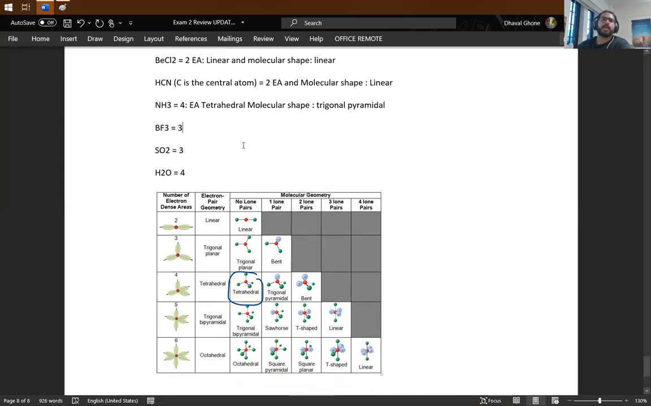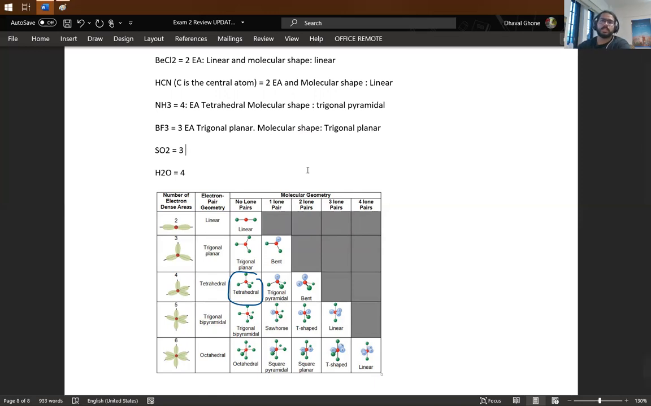BF3. BF3 has SN of 3. It falls under here. So its electron arrangement would be trigonal planar, and its molecular shape, BF3 has no lone pairs, so it's not bent. It is trigonal planar. So its electron arrangement and molecular shape are the same.